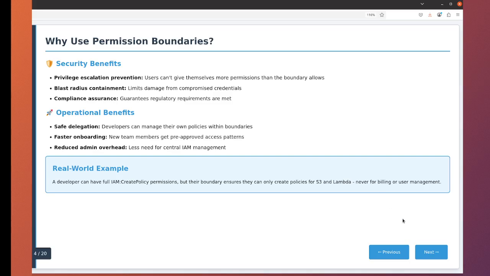With boundaries, you can confidently delegate IAM management because the boundary acts as an unbreakable ceiling. Teams can create and modify policies within their sandbox, but they can never exceed the security perimeter you've defined. This enables true DevOps autonomy while maintaining enterprise security standards.